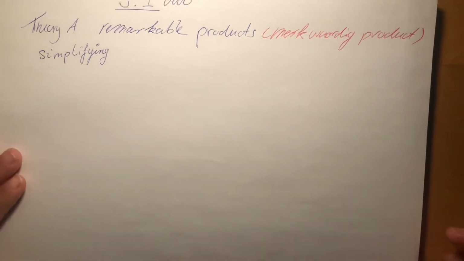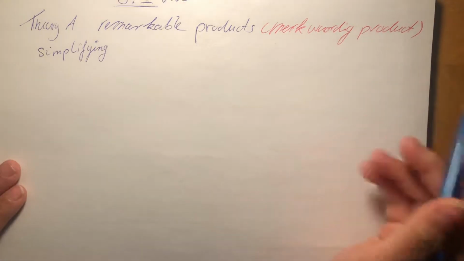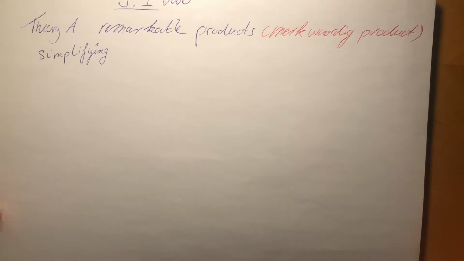All right, VWO 5.1, Theory A, remarkable products. In Dutch, I already wrote it down for you, merkwaardig product. I think it's better if you write along and make notes. Then you don't have to look at these videos again.